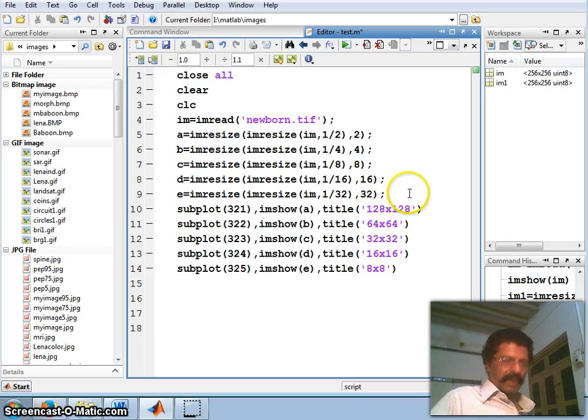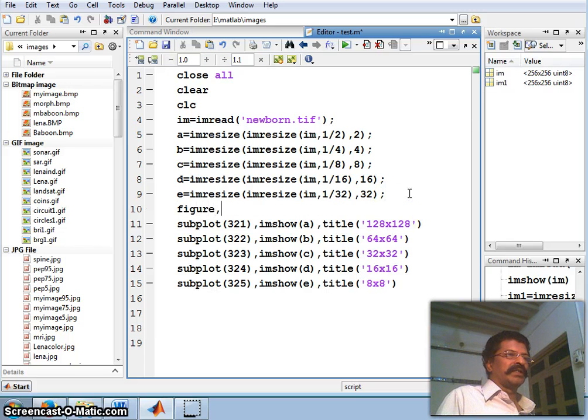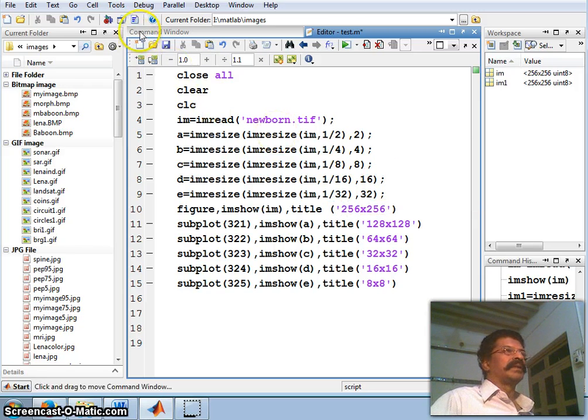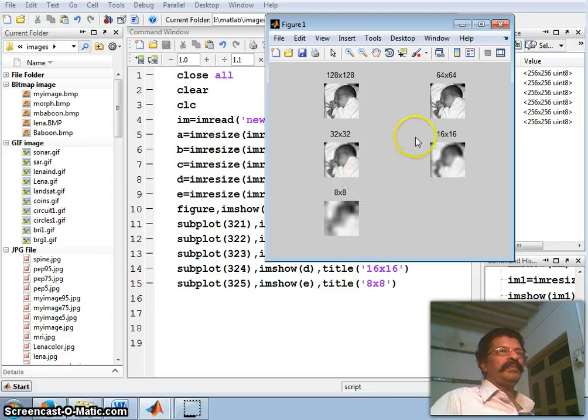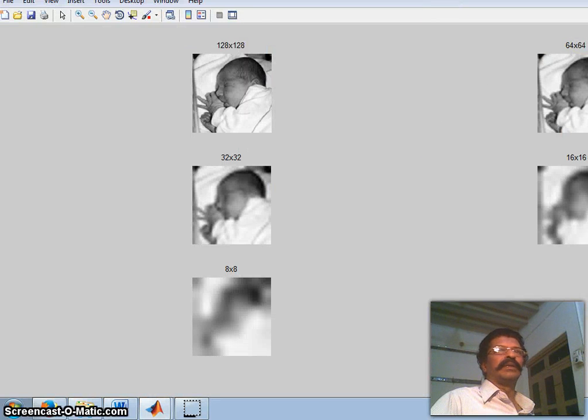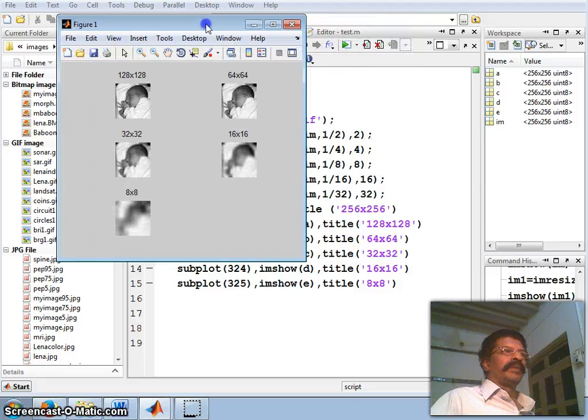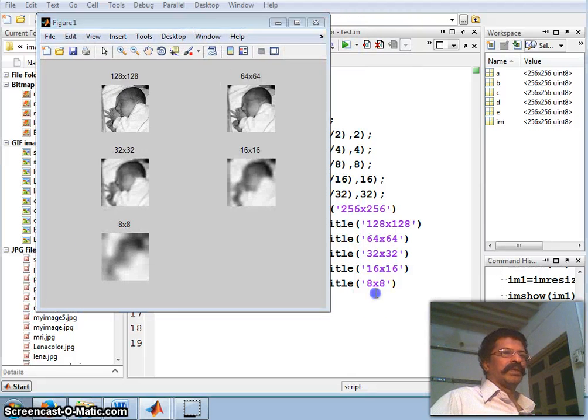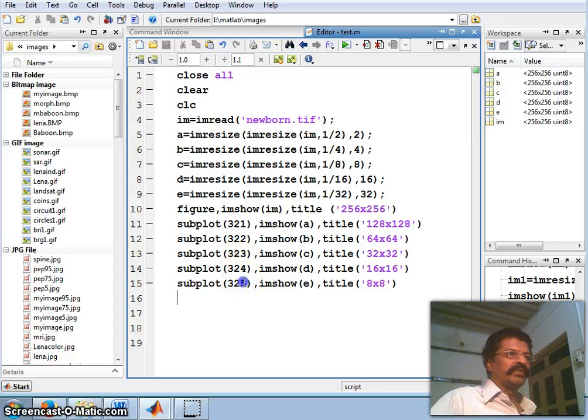Alright, now I have to compare with the original image, therefore I will take this as a figure, and I show the actual image, and here I give the title 256 cross 256, because I find from the workspace that this resolution is 256. Alright, we shall save this one, and now let us run this, and if I make it a little bit bigger, I think I made one mistake: 1 2 3 4 5, one more image, A B C D E.